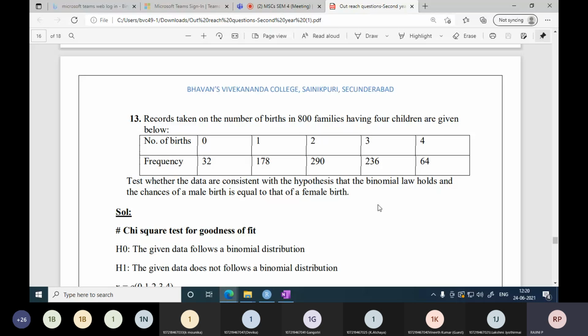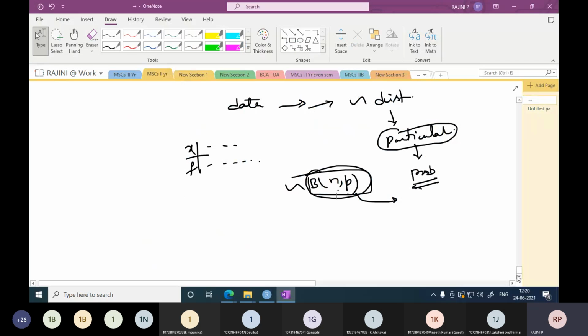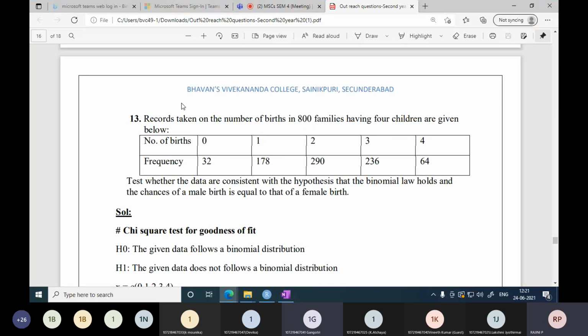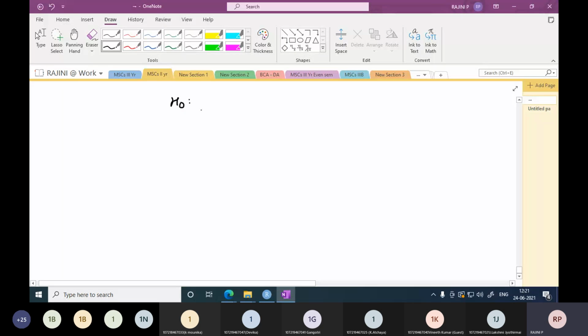So how to write the null hypothesis? What is the null and alternative? What is the procedure? What is the H naught? Check the data. X follows binomial distribution. Test whether the data are consistent with the hypothesis that the binomial law holds. So the given data follows the binomial distribution. And what is the H1? The given data does not follow the binomial distribution.